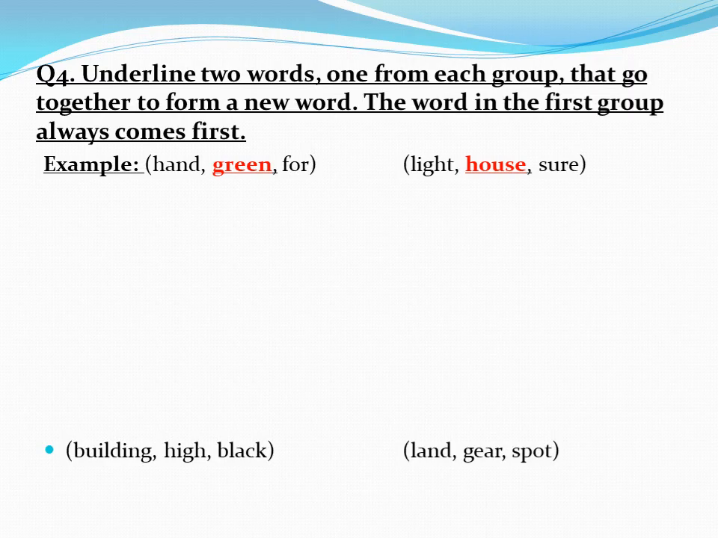So, for the first group of words, if we take hand, let's try and make a new word. So, hand light, it's not a word. Hand house, hand sure. None of these are words. So, let's take the word green now. We can make green light. Yes, that's a word, but you can also have red light, yellow light, amber light. So this one is not one word.